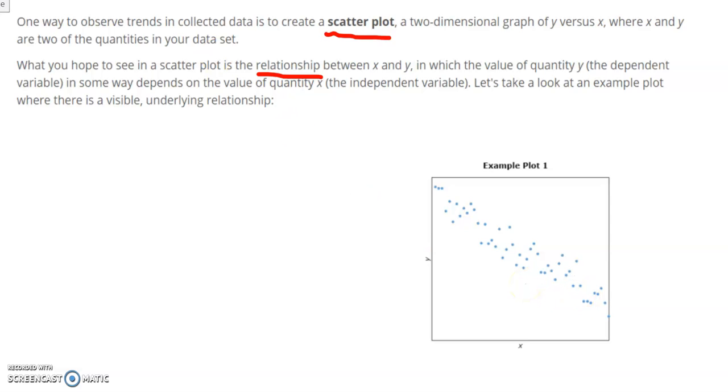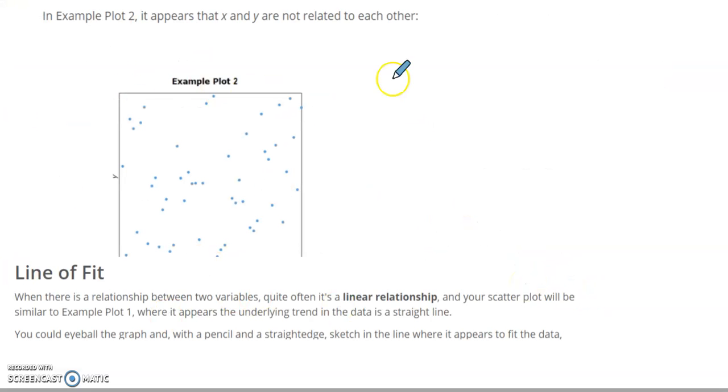If you don't see a line, something like this, that's saying there is no relationship between the x and y. You graphed all those x's and y's, and there is no linear relationship. We're looking for a line relationship between the data.